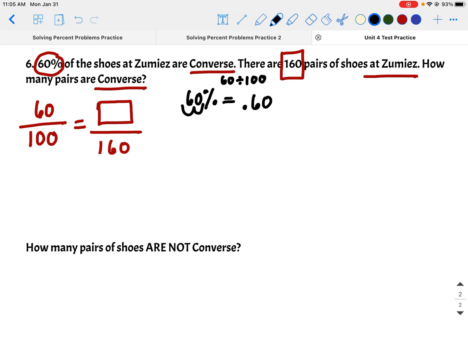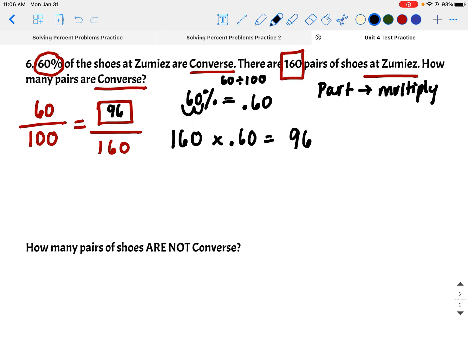All right, and we know anytime we're finding a part, what we do is we multiply. So we're going to take our other value not related to the percent, so 160. We're going to multiply that by 0.6, and that should give us our missing value. So let's see what that does for us. 160 times 0.6, and that's going to give us 96.